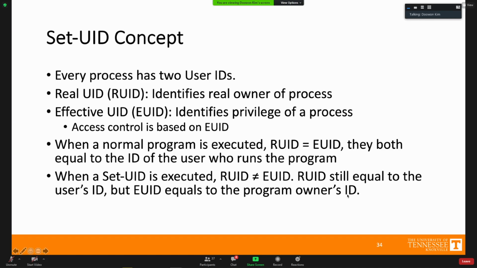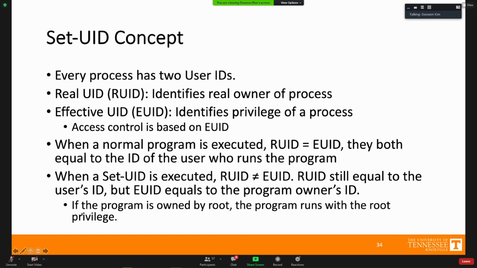For example, the RUID is 1000. However, when I execute this file, the effective UID becomes 0. Which means that when I execute the file, I temporarily obtain root privilege for a very short time. As I said, the program is owned by root, so the program runs with root privilege. So if we expose vulnerabilities in the program, we may obtain root privilege. We're going to take a look at that later though.